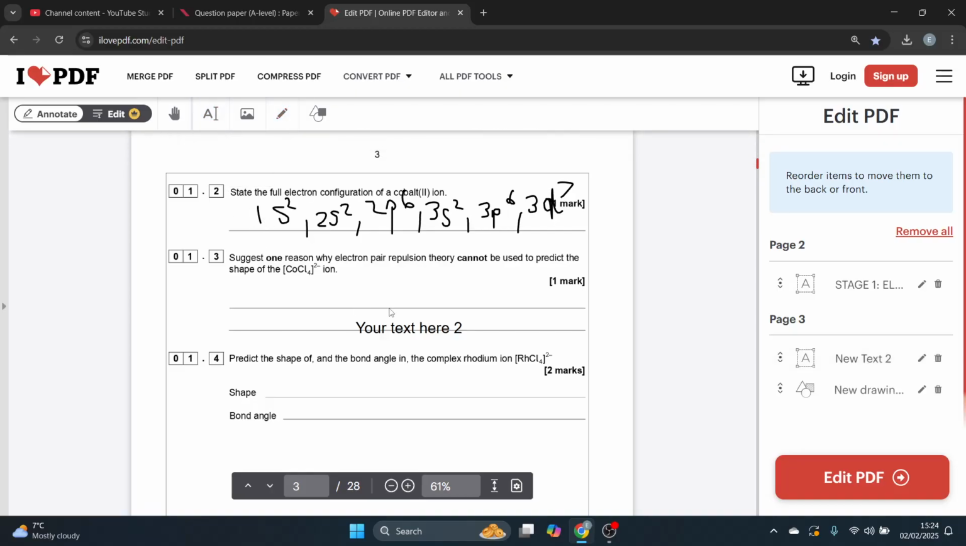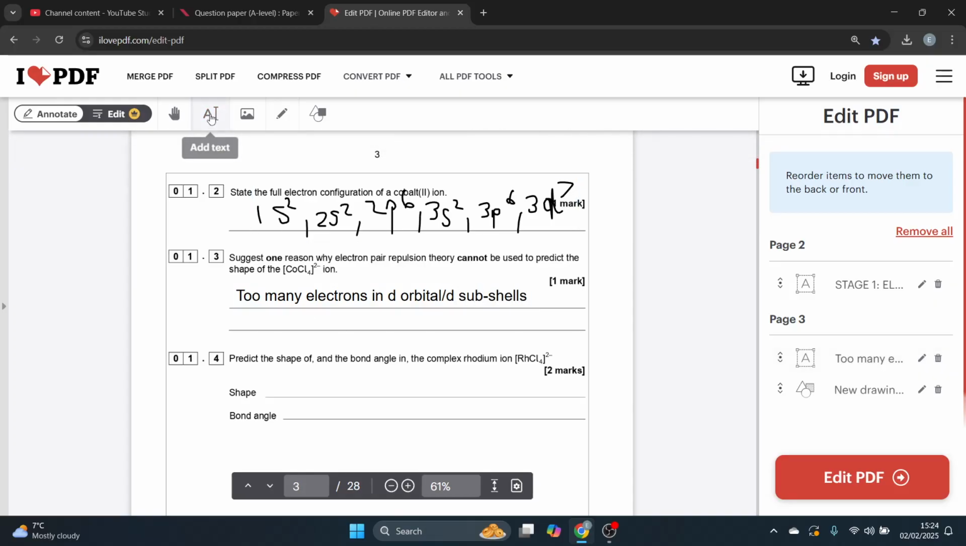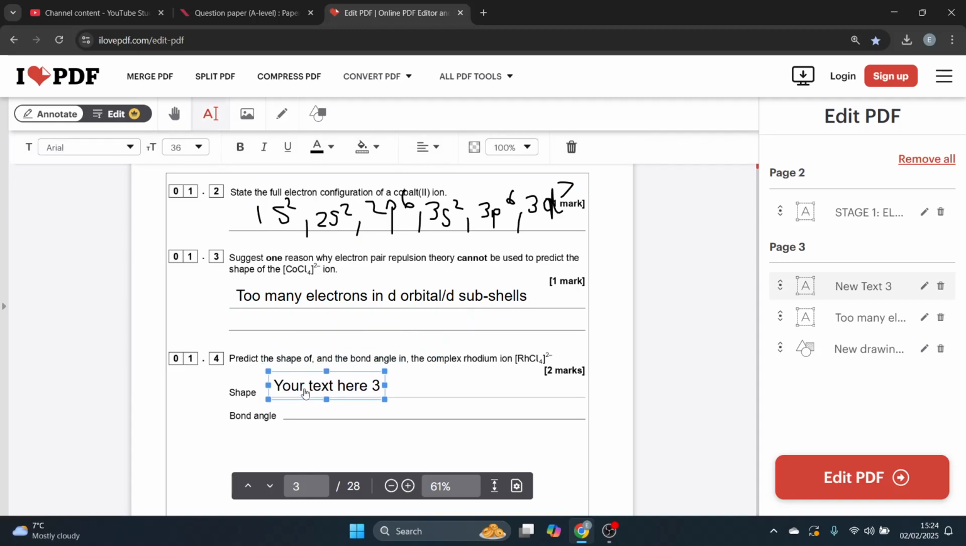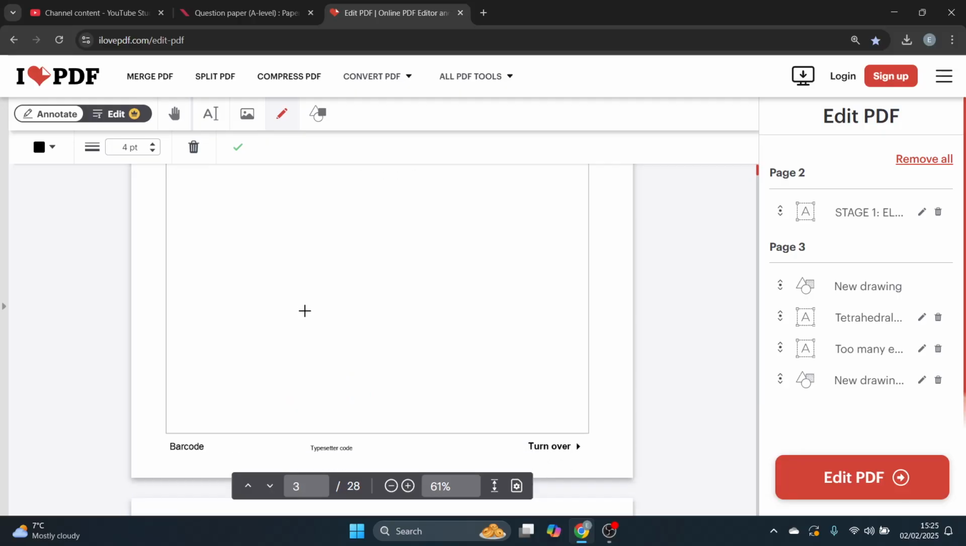Suggest one reason why electron pair repulsion theory could not be used to predict the shape of the CoCl4 2- ion. Too many electrons in the d orbital or d subshell. Predict the shape and the bond angle in the complex rhodium ion RhCl4 2-. Tetrahedral, so the bond angle is going to be 109.5 degrees.